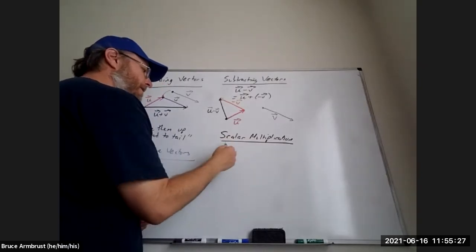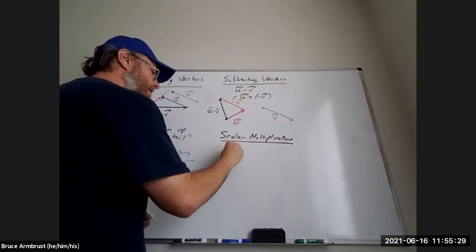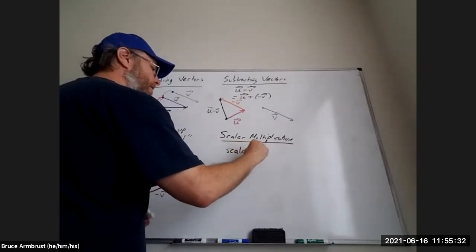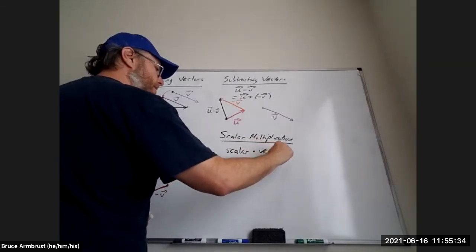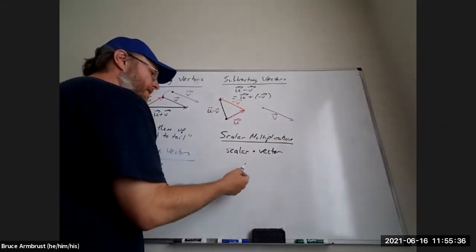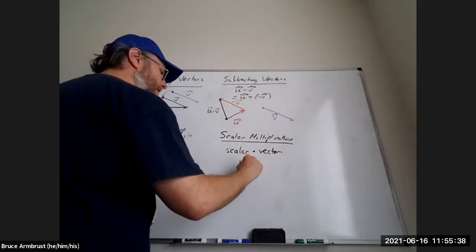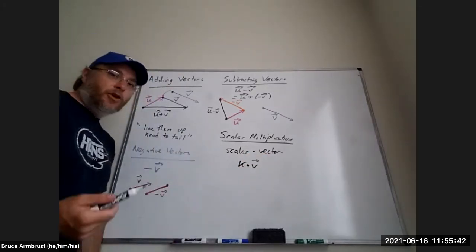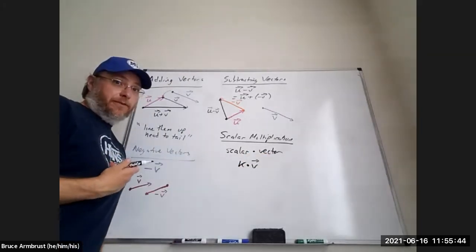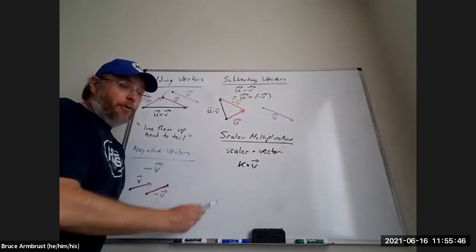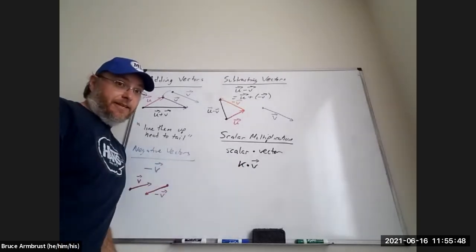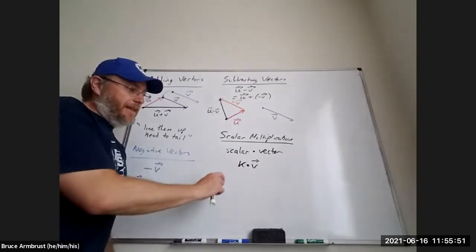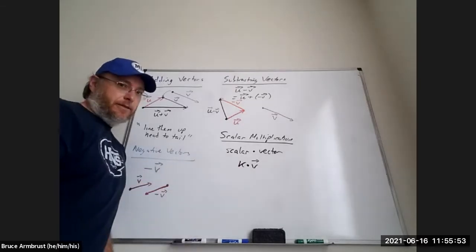So this is where we're going to take a scalar times a vector. What you're going to see is something like k times v. This is where I'm going to be very careful. Make sure you know what's a vector and what's not a vector, because different things happen if we have a vector times a vector.